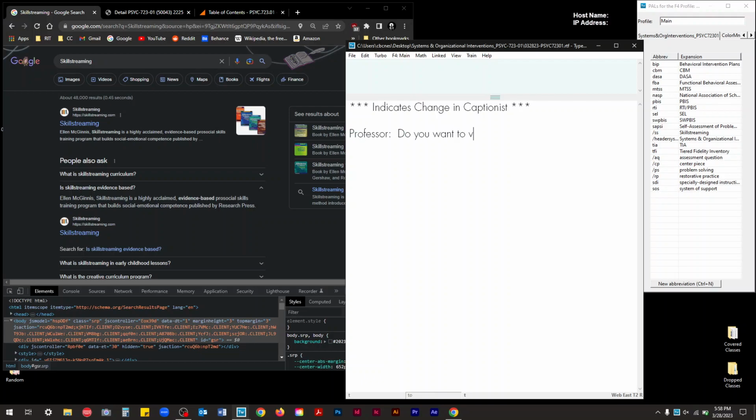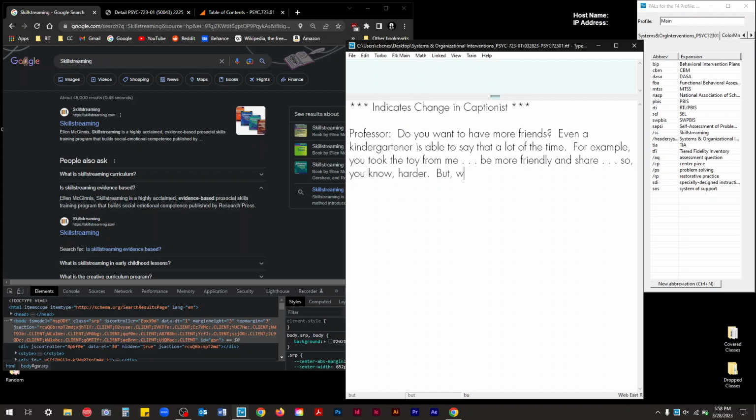And even a kindergartner is able to say that a lot of times, like, you took the toy from me, and I'd like to have it be more friendly and shared. So a little bit harder, but we still want to try, even if it's a kindergartner, to get kind of their input and what they're thinking. But definitely have to modify it.